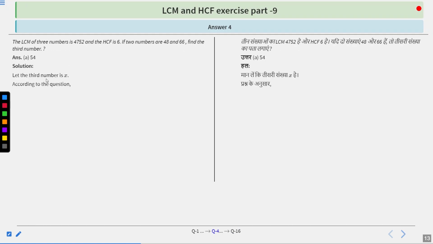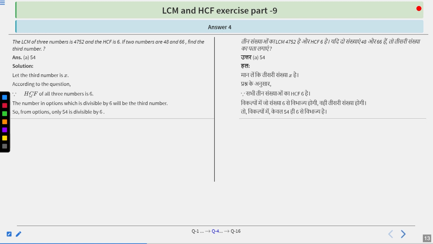Now, let the third number be X. According to the question, we know that the HCF is 6, already mentioned in the question. Then the number in the options which is divisible by 6 will be the third number, because if the HCF is 6, and HCF means the maximum number which can divide all the given numbers.